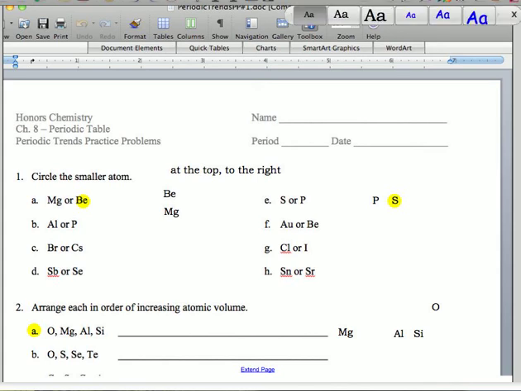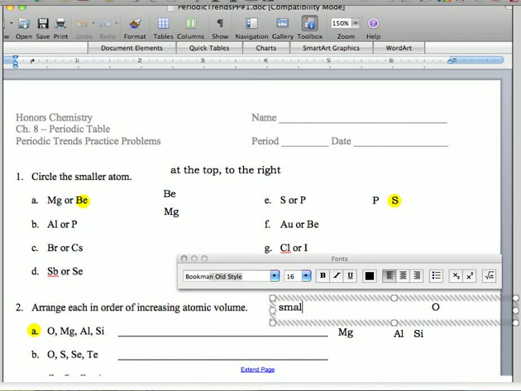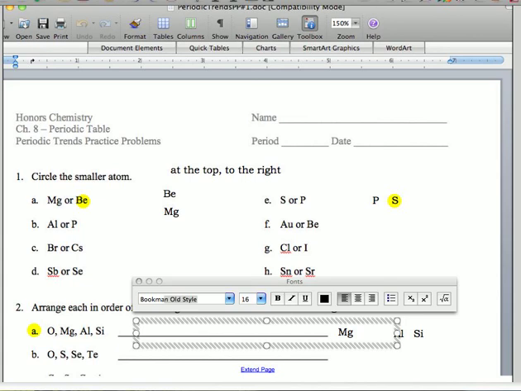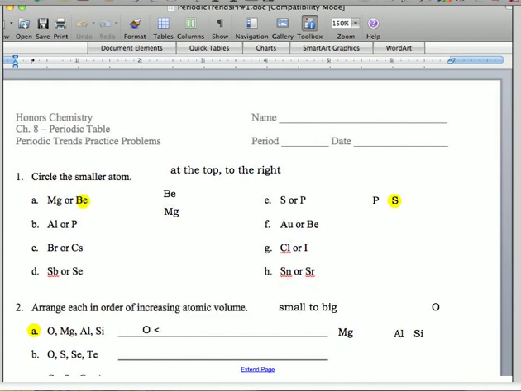What that means is we want to go from small to big. We know that if you're small, you're at the top and to the right. So you have to look at these elements and say, okay, who's at the top the most and who's to the right the most? In this case, it's oxygen. So our first one would be oxygen is smaller than, and we just keep going and say, okay, who's next? The next one that's most to the right and at the top is silicon.